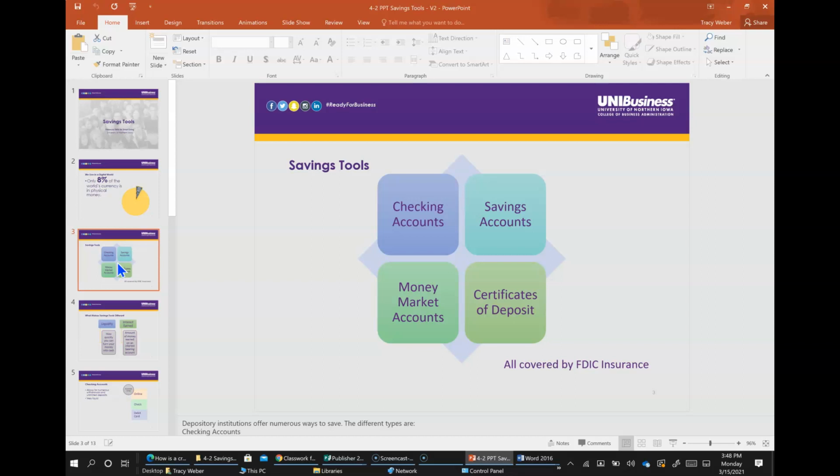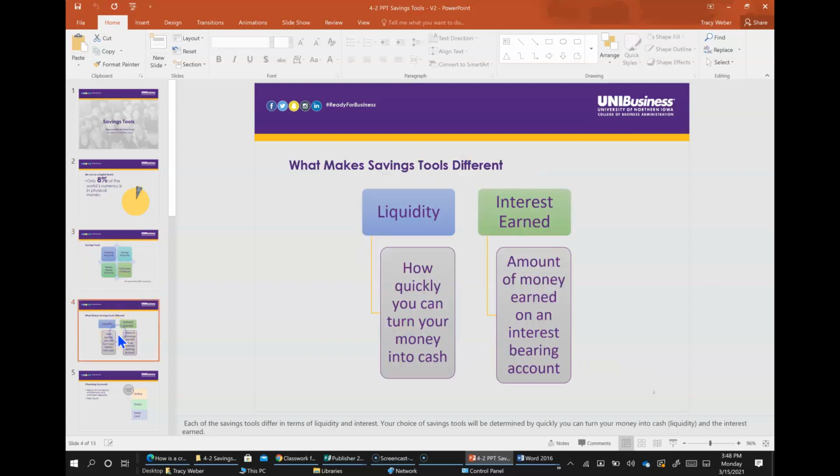Depository institutions offer numerous ways to save. The different types are checking accounts, savings accounts, money market accounts, and certificates of deposit. Each of the savings tools differ in terms of liquidity and interest. Your choice of savings tools will be determined by how quickly you can turn your money into cash, the liquidity of it, and the interest earned.